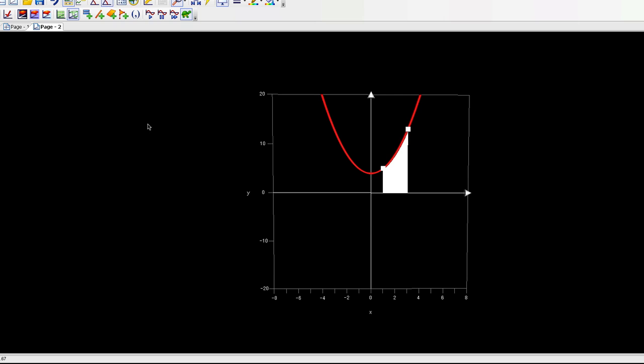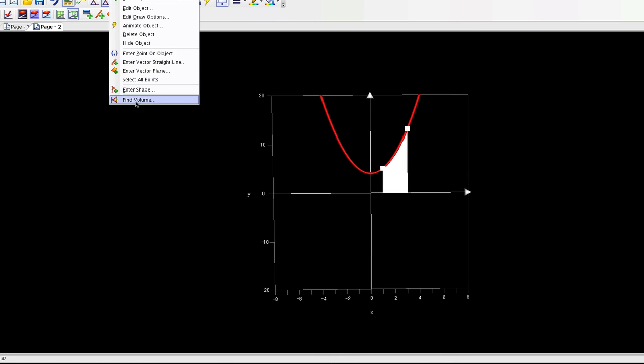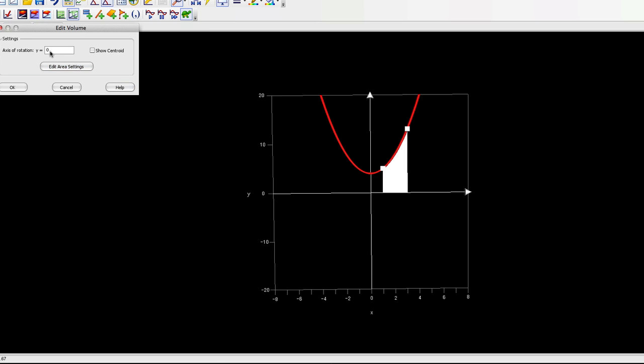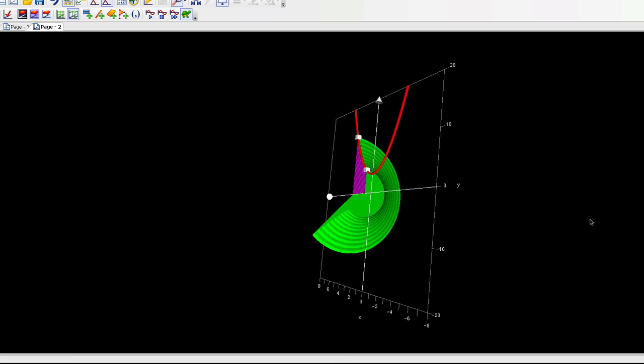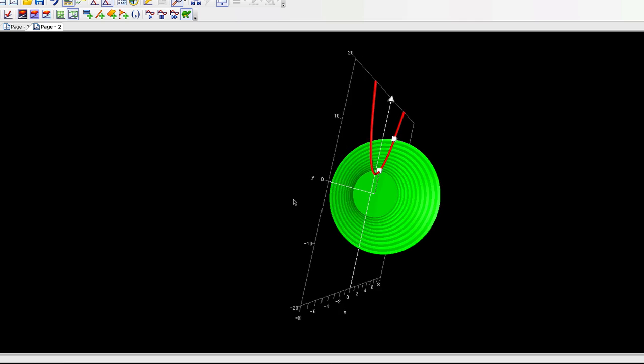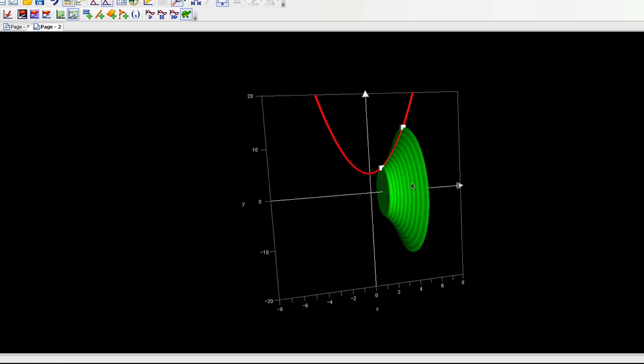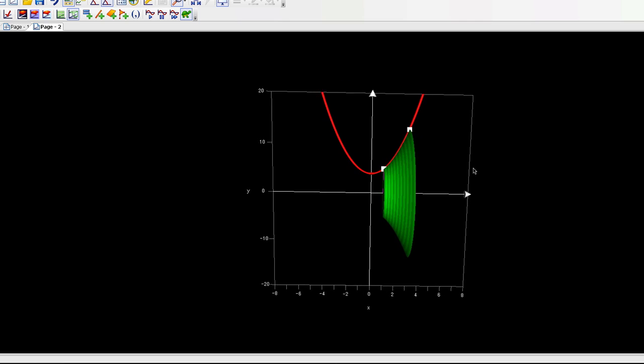So I'm going to go to find volume. And I'm going to rotate it around y equals 0, or the x-axis, and the computer starts doing that. You can see the computer sweeping this volume out for us here, and it makes that shape as we saw previously. So there we go, that is the volume I'm trying to find. Now I'm going to show you where the formula, which I'm going to tell you how to use later, actually comes from.